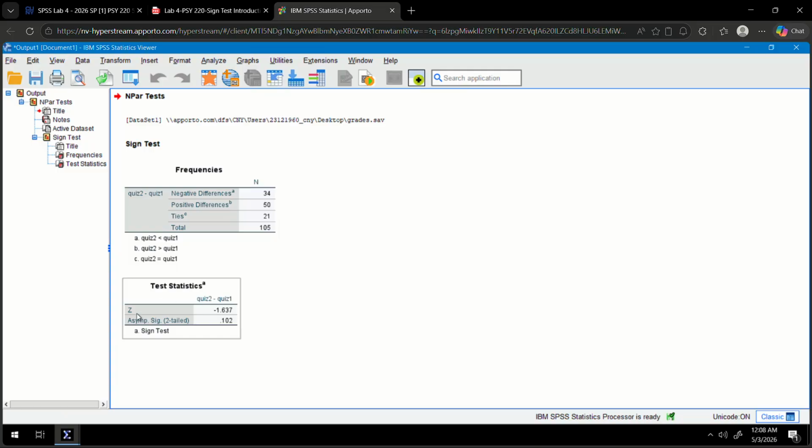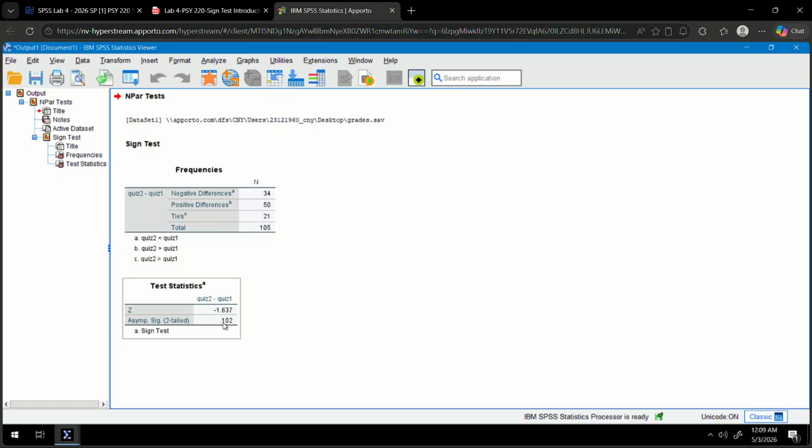And so we're going to test Z. Just like we test Z all the time for a normal distribution, we have to look at Z. Is the Z value big enough to then reject the null hypothesis, where there's no difference between quiz 2 and quiz 1, and support the alternative that quiz 2 is actually better than quiz 1 due to the intervention after quiz 1? And so we look at Z, we get negative 1.637, and the p-value is 0.102. We then compare that to 0.05. This value is not less than 0.05. So we fail to reject the null hypothesis.